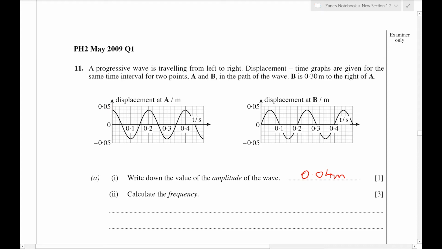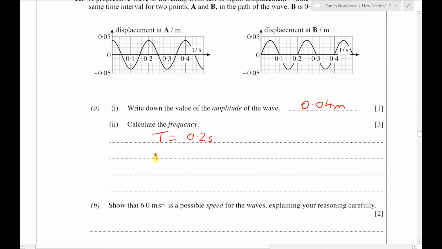Next, we've got to calculate the frequency of the wave. Well, if we look at either diagram, we can see, for example, on the left-hand diagram that one wave is completed in 0.2 seconds, and the time it takes to complete one wave is known as the period, given the symbol capital T. So T is 0.2 seconds. There's a very simple relationship then between frequency and period. Frequency is 1 over period, so 1 over 0.2, which is 5 Hertz.